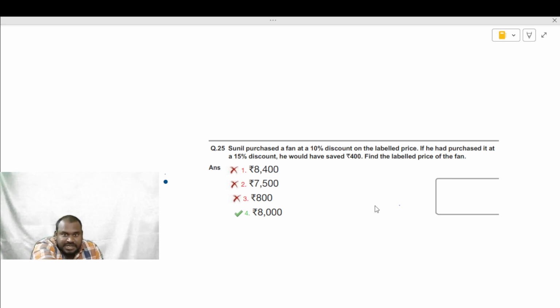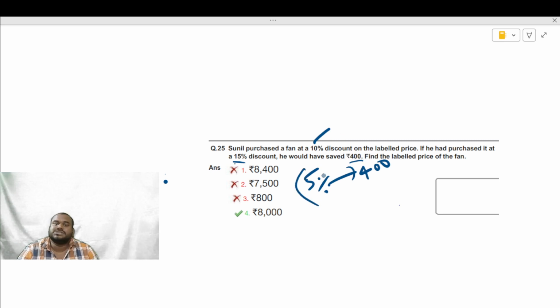That 5% can be equated to 400 rupees, because when he purchased at 10% discount, he got some benefit. If he had purchased it at 15% discount, an extra 400 was the benefit he would be getting. That extra 400 is because of this 5%, right? So 5% should be equated to 400.